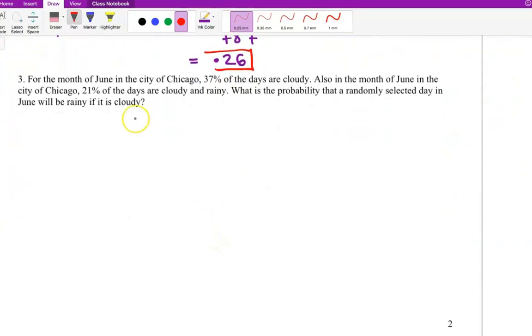Number 3: for the month of June, in the city of Chicago, 37% of the days are cloudy. Also in the month of June, in the city of Chicago, 21% of days are cloudy and rainy. Now what is the probability that a randomly selected day in June will be rainy?